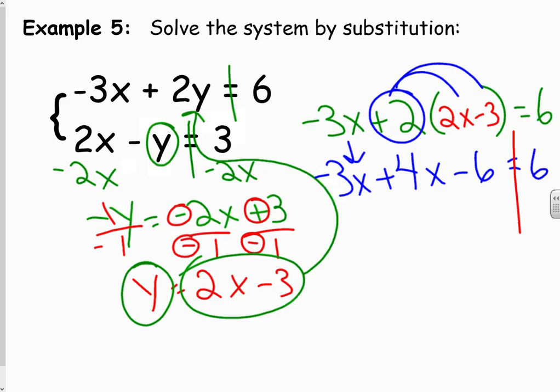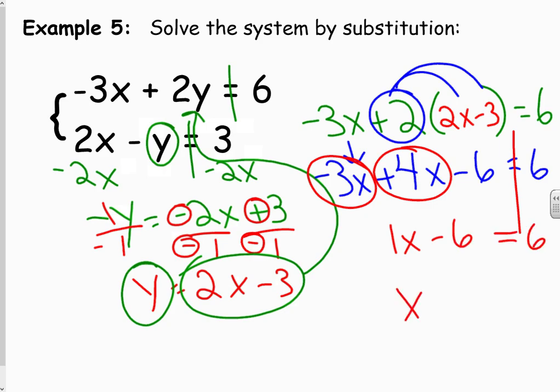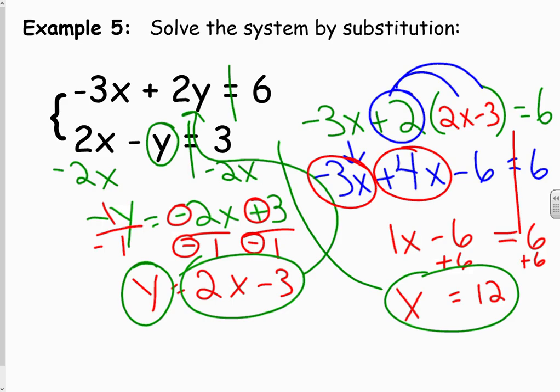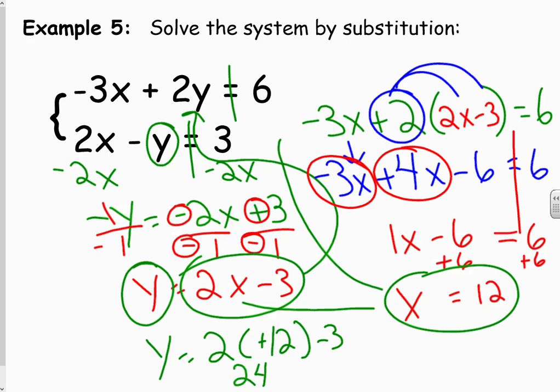I'm trying to solve for my one variable. That's how I know I substituted correctly. Negative 3x plus 4x is 1x minus 6 equals 6. X, we're going to add 6 to both sides, equals 12. But that's not our whole answer. We need to take that and plug it in to find y. I'm going to plug it into right here, actually. Y equals 2 times 12, positive 12, minus 3. 2 times 12 is 24, minus 3 is 21.